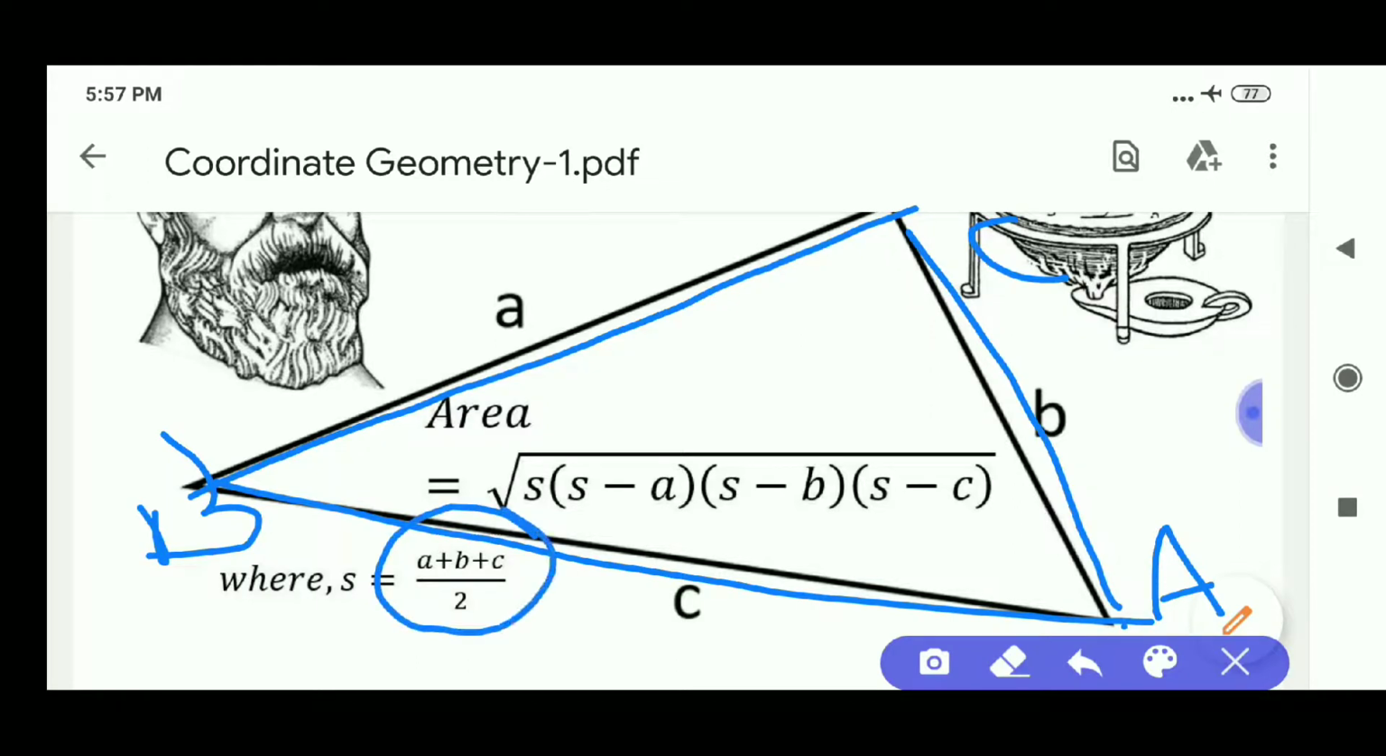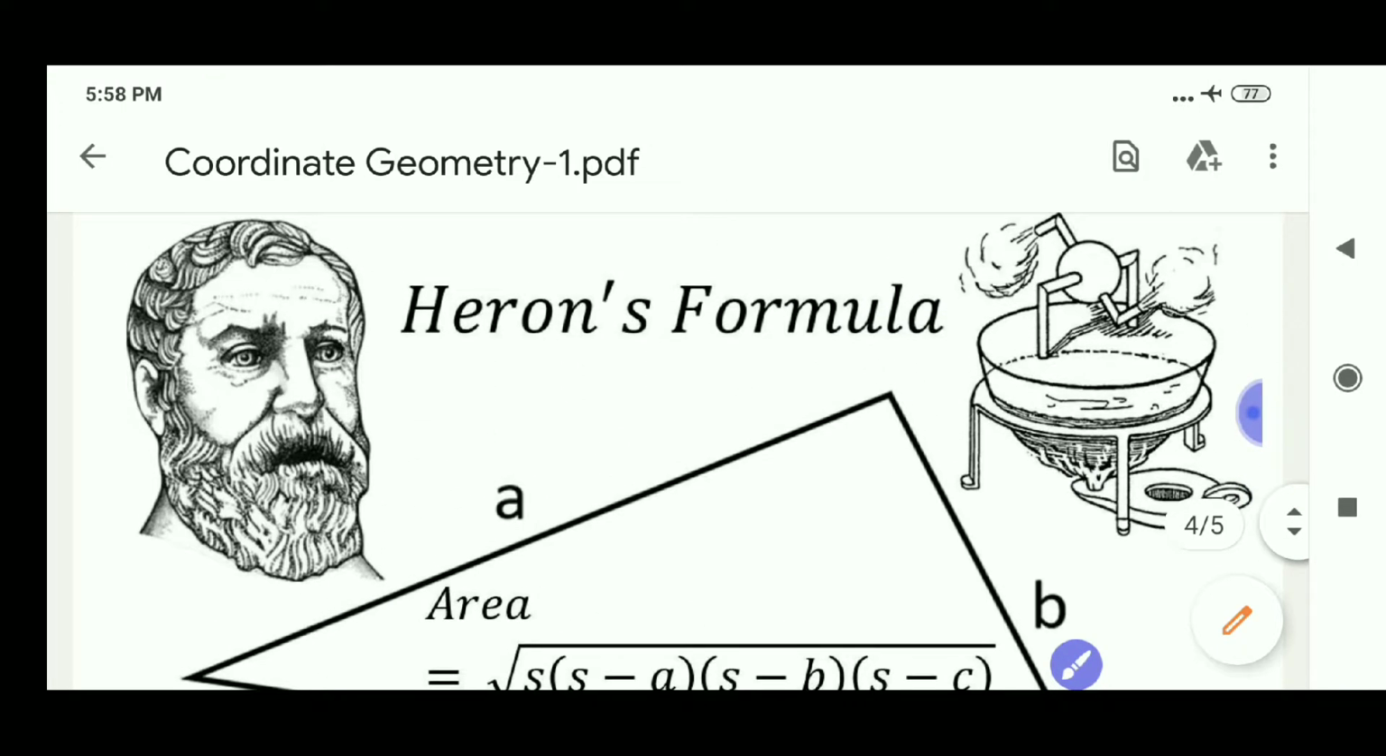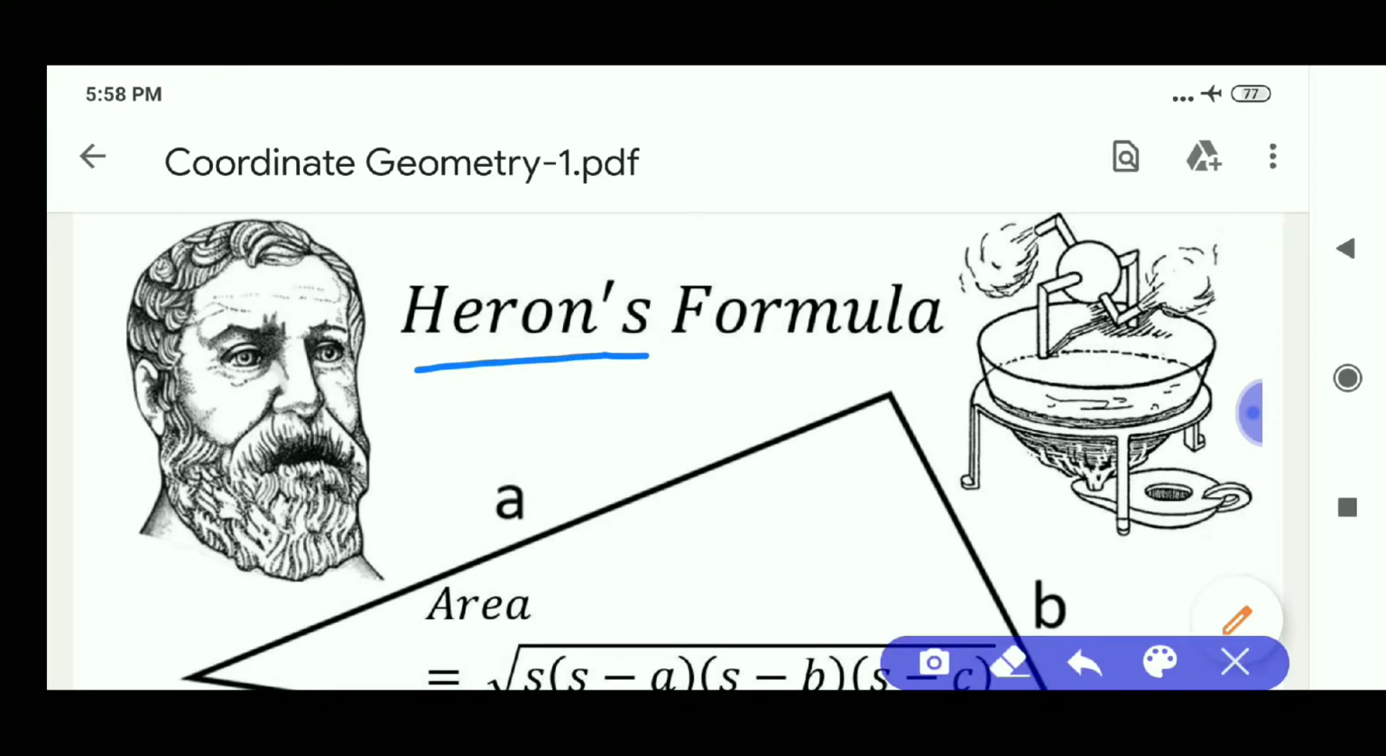So s is a plus b plus c by 2, that is half of the perimeter. The formula for the area of this triangle is root over s into s minus a into s minus b into s minus c. This formula was derived by a famous mathematician, Hero.